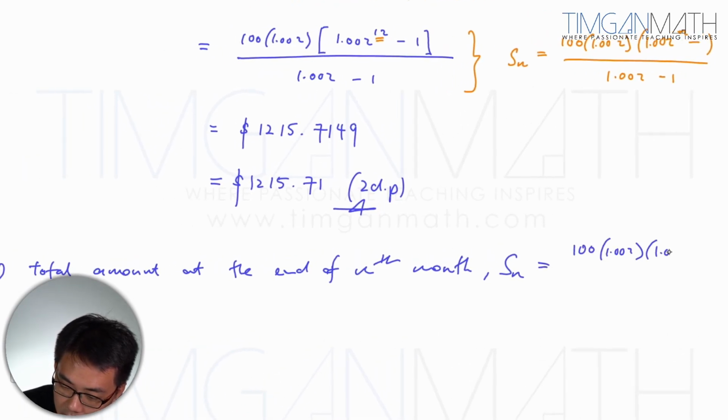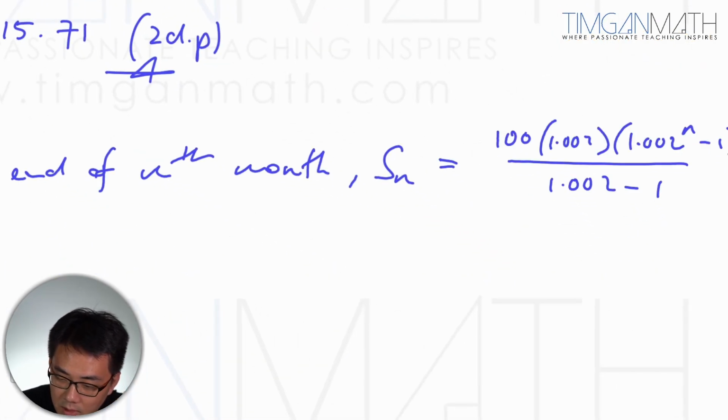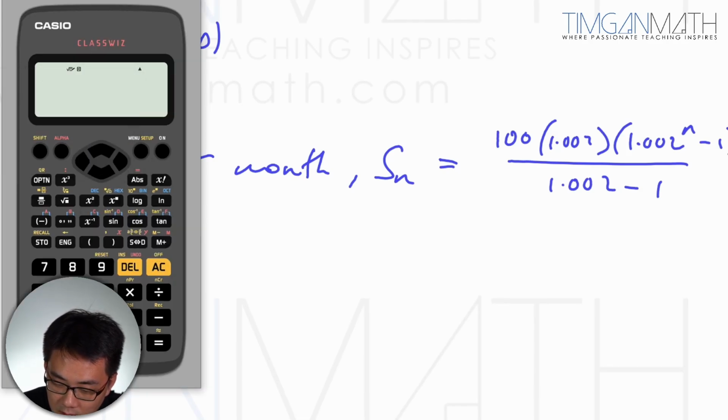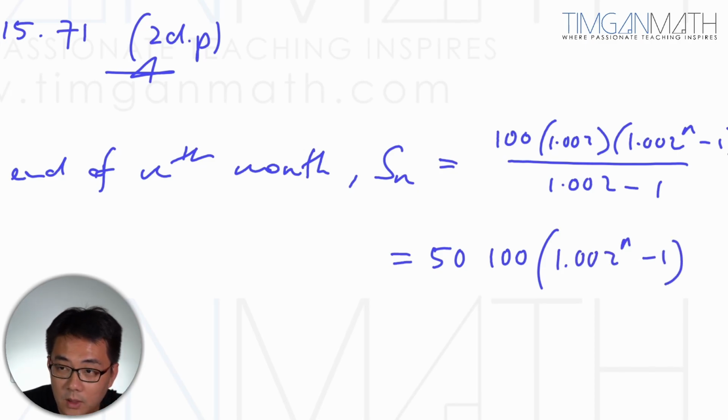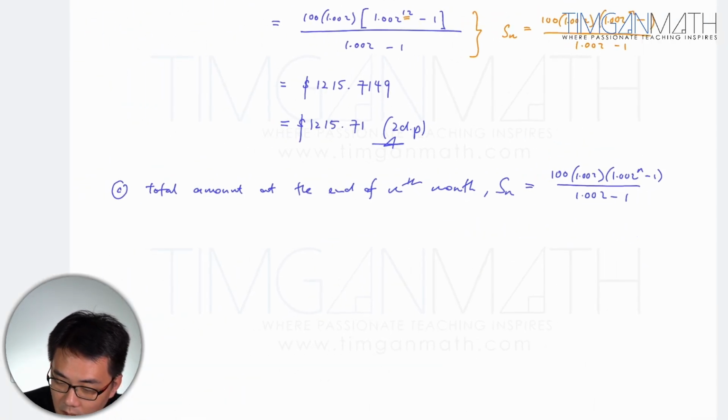We're just going to use the previous one, but instead of a 12, we just replace it with n. Alright, so key in calculator for 100. So in this case it will be 100 times 1.002, and then 1.002 minus 1, that will be 50,100 times 1.002 to the power of n minus 1. Alright, this is your Sn, the end of n month.